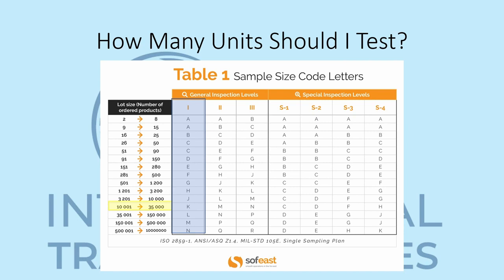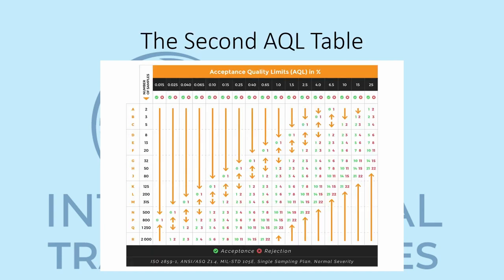So you're looking at general inspection level 1, you're looking at where that 15,000 is, and where they meet gives you a letter. That letter is the letter K in this instance. And then we're going to take that to the next table. So as you can see, we have a completely different table that looks intimidating, but I swear, it's simple once you know how to read it.